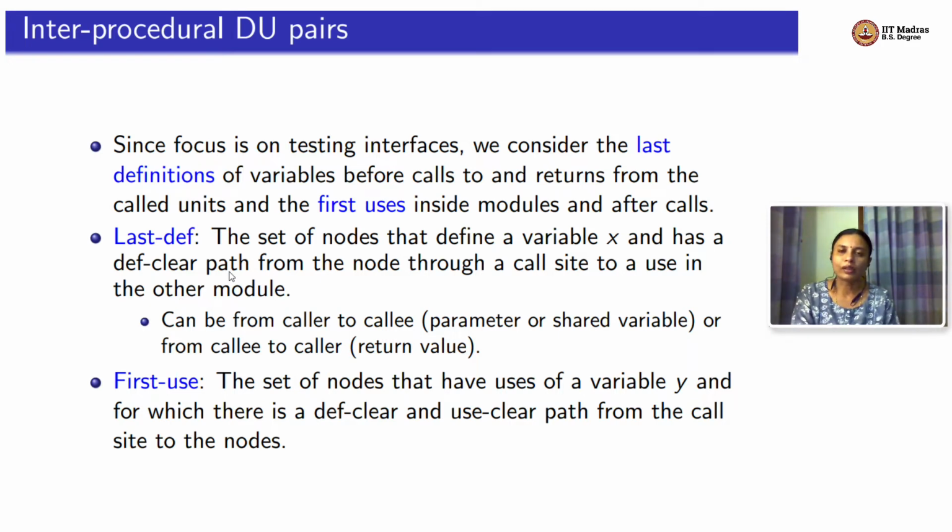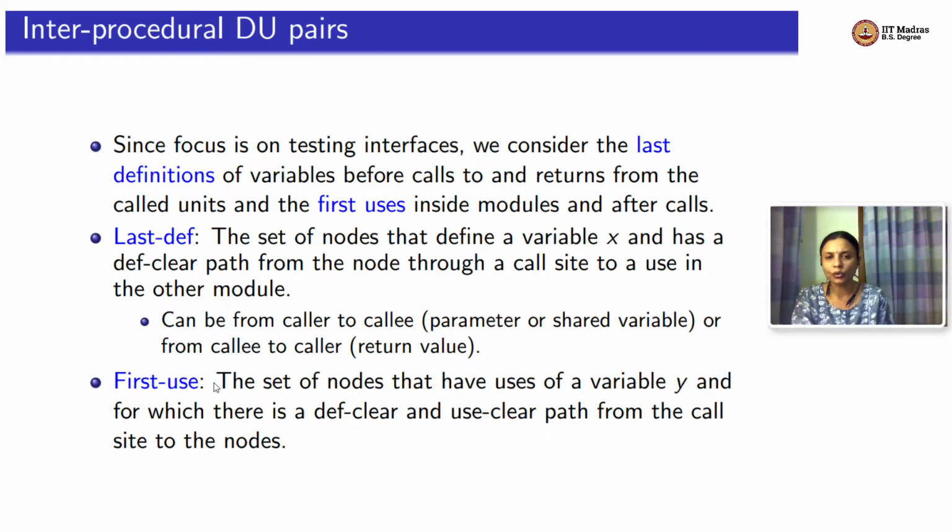But take a particular variable x that is going to be passed as a parameter. X gets defined at several different points, but consider the last statement before the call where x was defined. After that, there are no further redefinitions of x. That's called the last definition of x. X gets passed as a parameter, and maybe it gets renamed as y, and its first use on the other side is what we call the first use.